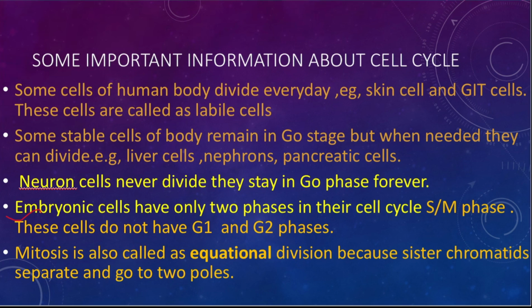Mitosis is also called equational division. You should also remember this, because when you learn the difference between mitosis and meiosis, this question is asked very often. Why is it called equational division? Because sister chromatids from one chromosome go to two daughter cells. It means every daughter cell has the same number and same type of chromosomes. That's why it is called equational division.